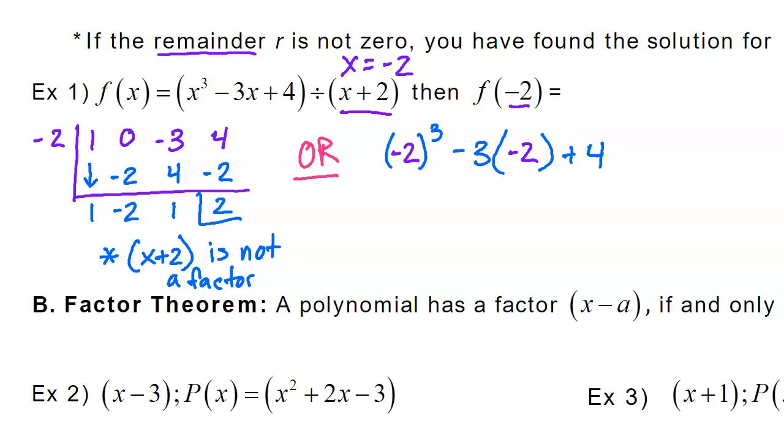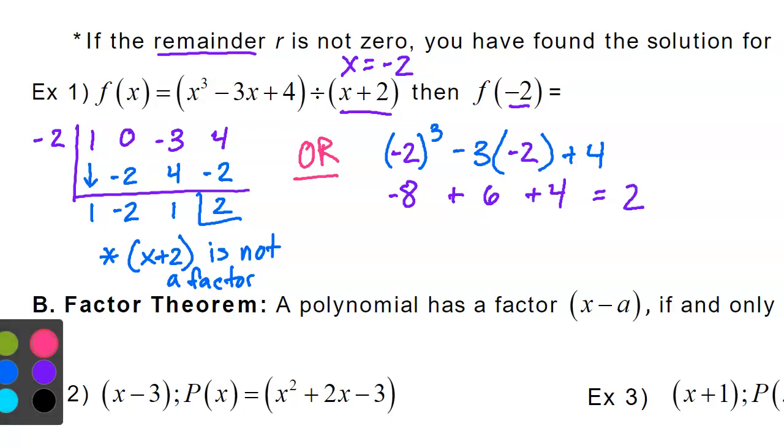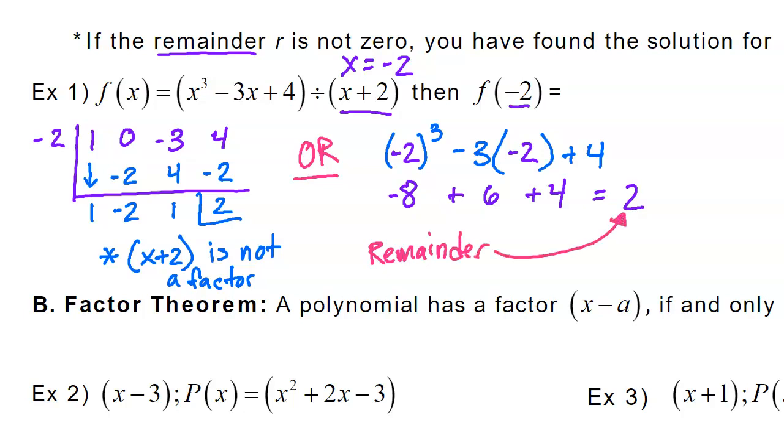So let's see what it equals. We have -2 cubed, which is -8, sorry. -3 times -2 is a +6, plus 4. -8 plus 6 is a -2, plus 4 equals 2. So actually what we just found, by plugging in that root, was the remainder. It's a quick and easy way to find the remainder without doing the division.